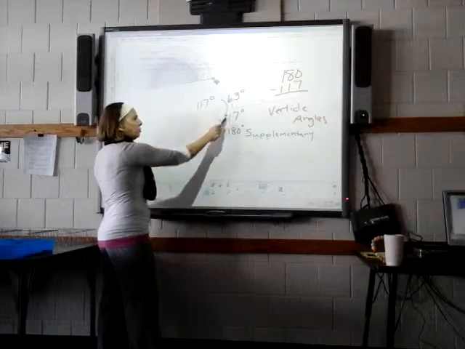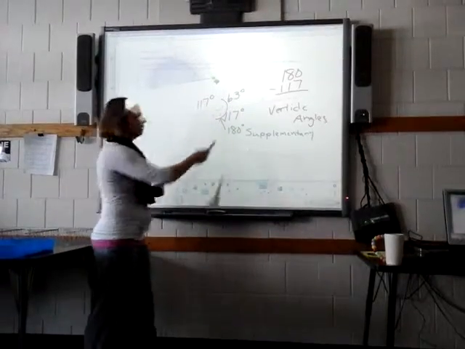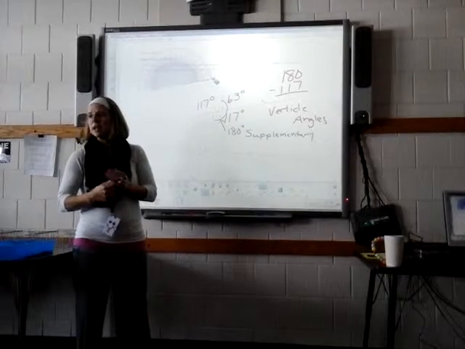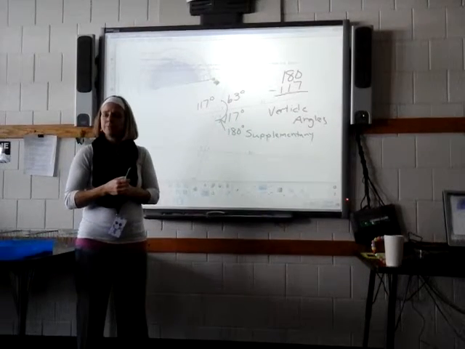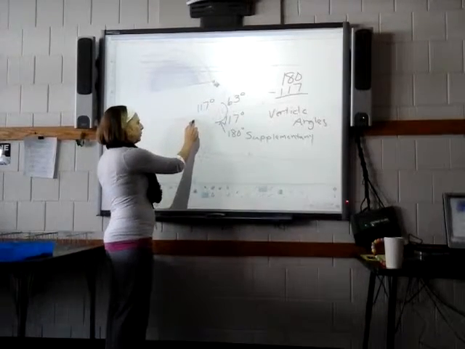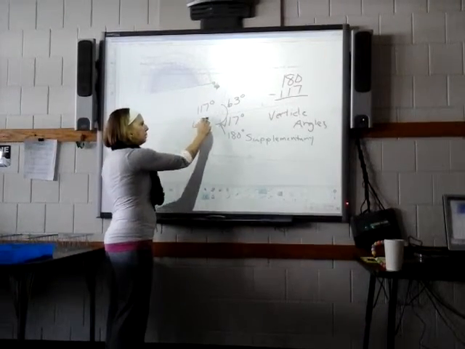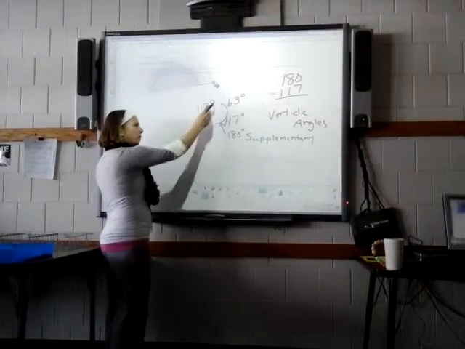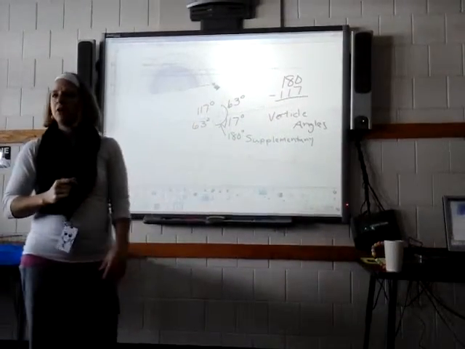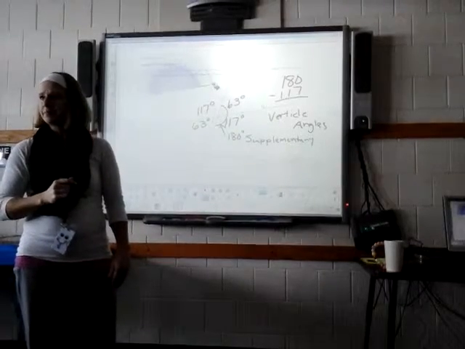Because these 2 have to be 180 degrees. This one is 63, this one has to be 117. And therefore I also know angle 4 also has to be 63 degrees because of the vertical angle relationship and the supplementary angle relationship. Are there any questions on knowing those angle degree measures?